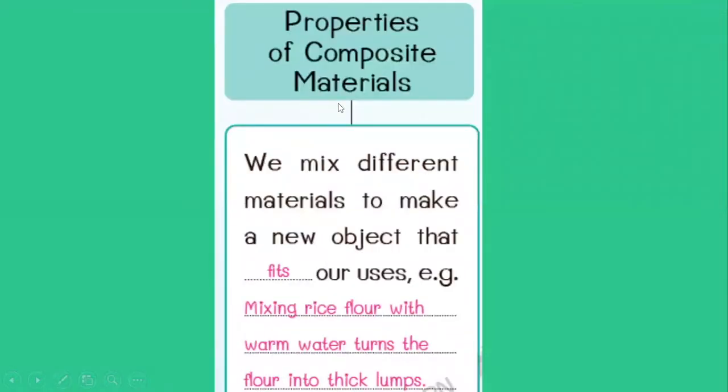And properties of composite materials. We mix different materials to make a new object that fits our uses. For example, mixing rice flour with warm water turns the flour into thick lumps.